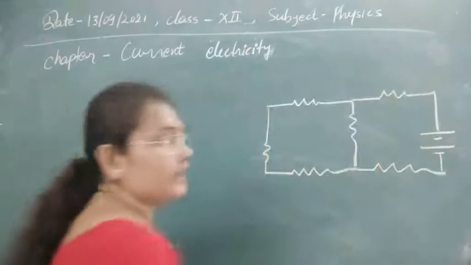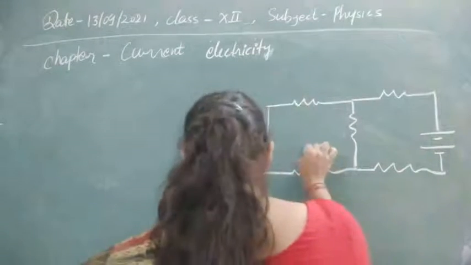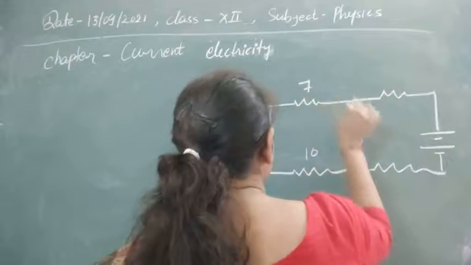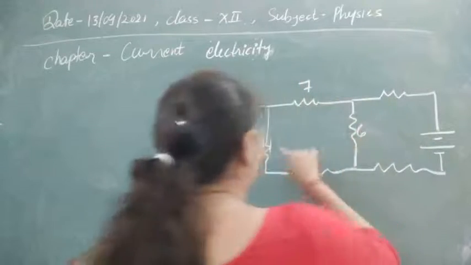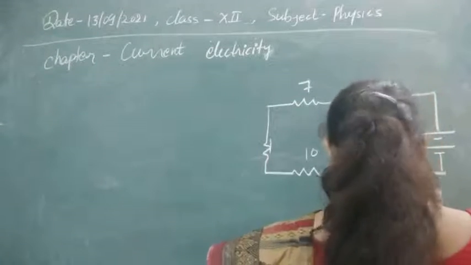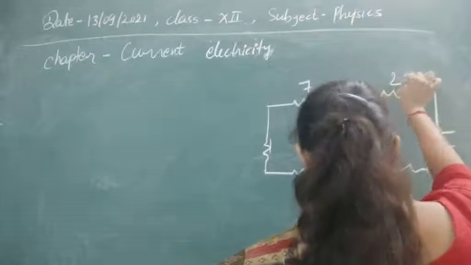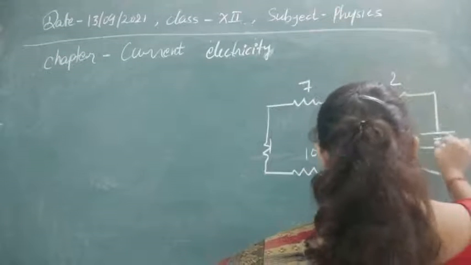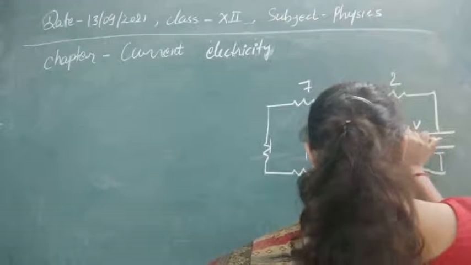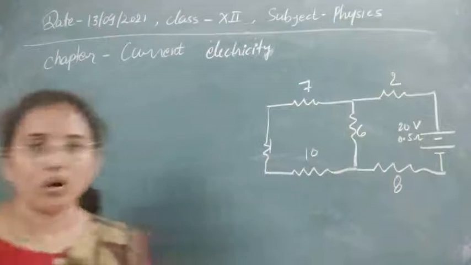So this is now our figure that is given in our question, and here the values of resistances are given. This is 10 ohm resistance, this is 1 ohm, this is 7 ohm, and this is 6 ohm. All the values are in ohms. Next one is here, this is 8 ohm. Now 2 ohm is given, and the battery that we have used has potential 20 volt and internal resistance 0.5 ohm. So this is all in our question.